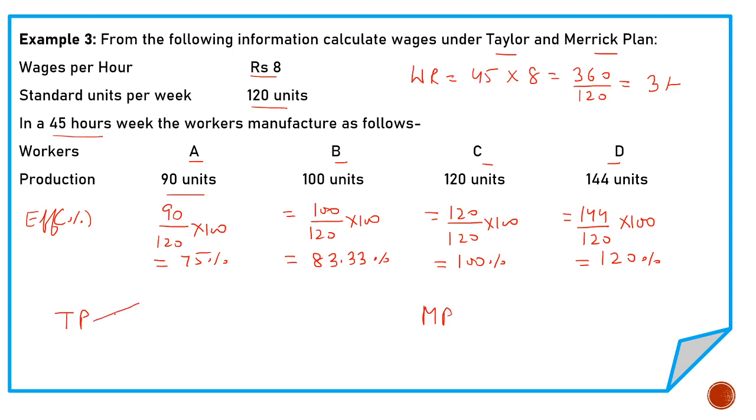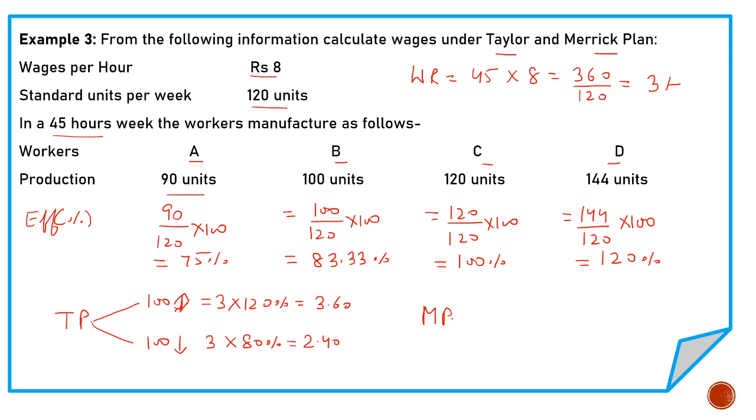Here there are only 2 categories: if his efficiency is less than 100% and more than 100%. If his efficiency is less than 100%, then the wage rate per unit is 3 rupees and the workers are penalized and they are only eligible for 80%. So his wage rate per unit is 2.40. In case his efficiency is 100% or more than 100%, then his wage rate is 120% of 3 rupees, that is 3.60 per unit.